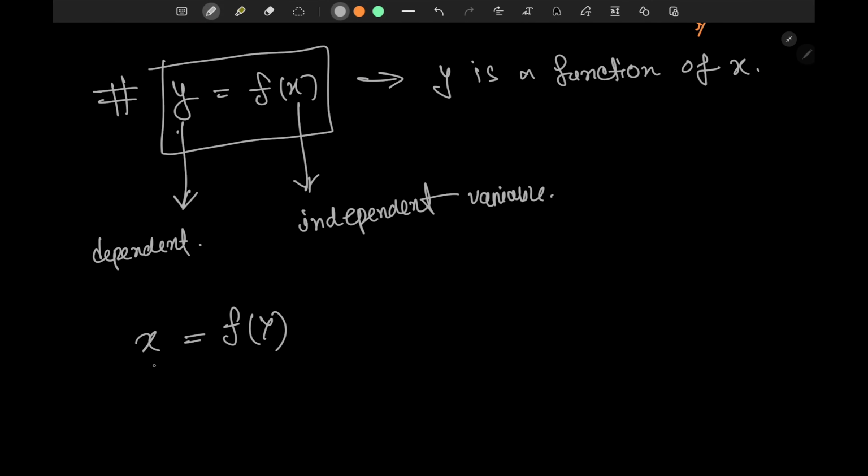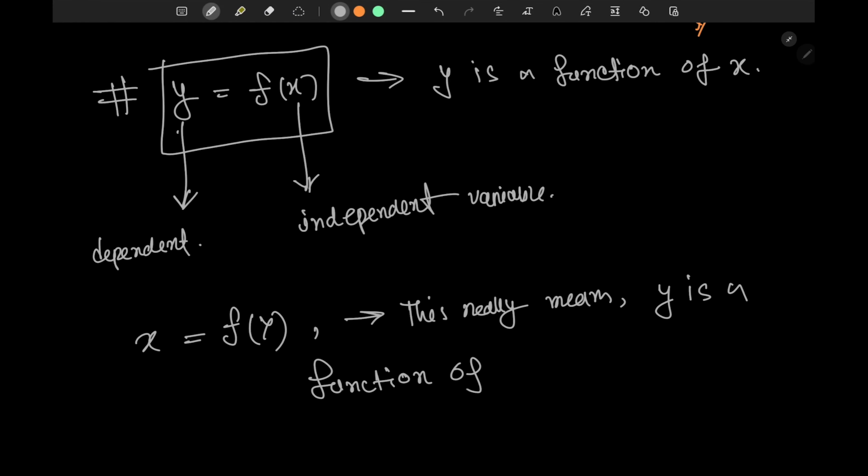What one can do is that one can also write a function like this. Y is a function of x. And in this case, y is your independent variable and x is your dependent variable. So it really depends on the context of the problem, which is your independent variable and which is your dependent variable. But for now, if you are way too confused, I suggest you stick with this notation where x is your independent variable and y is your dependent variable.